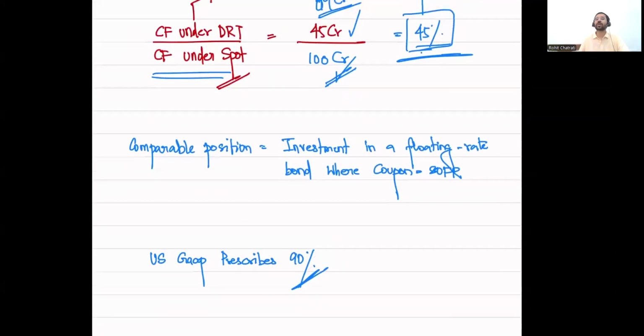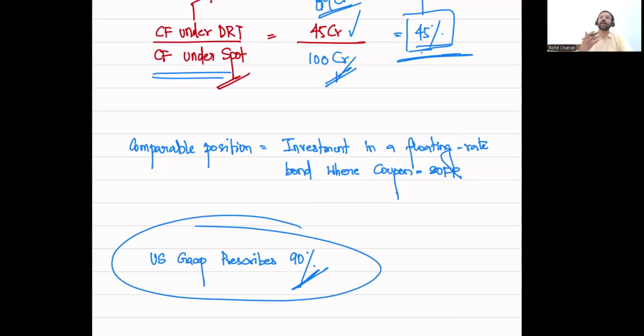All right, so the outflow under the derivative contract cannot exceed 90 percent of the outflow under the spot market. Obviously, IFRS does not prescribe this. Under IFRS, you are required to apply your own accounting policy. There is no hard bound threshold. You're obviously required to apply your own thresholds over here.